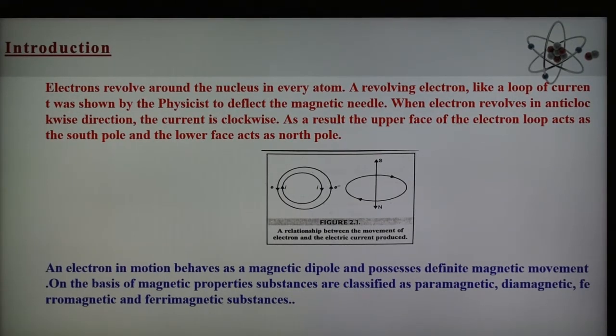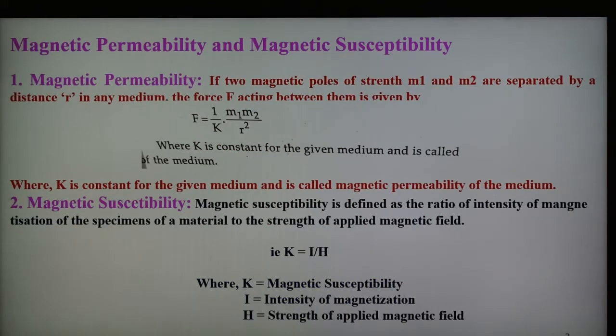So an electron in motion behaves as a magnetic dipole, and there are different types of behavior when a substance is placed in a magnetic field. On the basis of magnetic property, substances are classified as ferromagnetic, diamagnetic, paramagnetic and antiferromagnetic. The magnetic properties of substances help us in deciding the molecular structure.